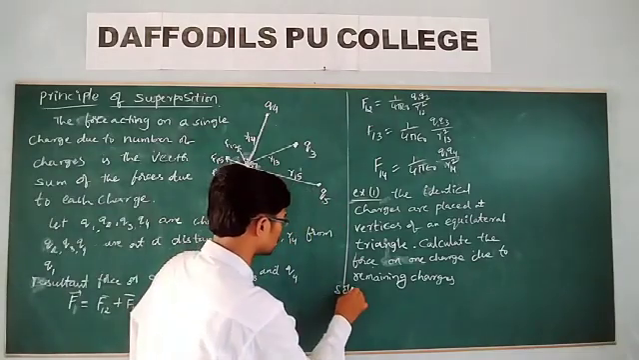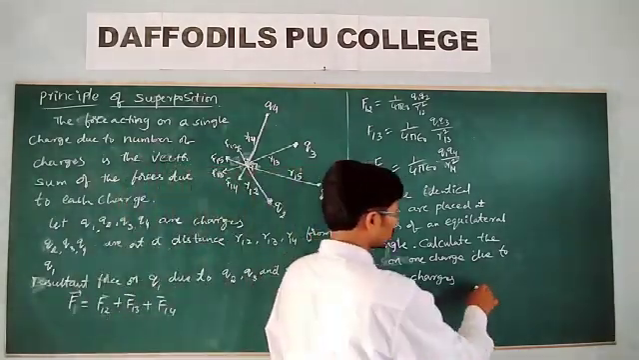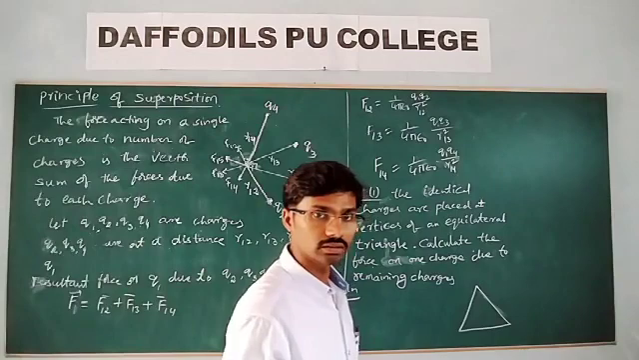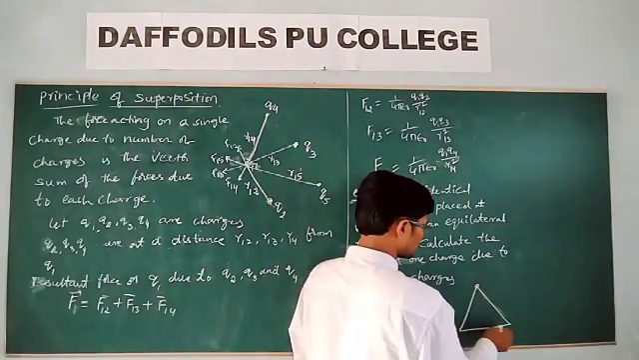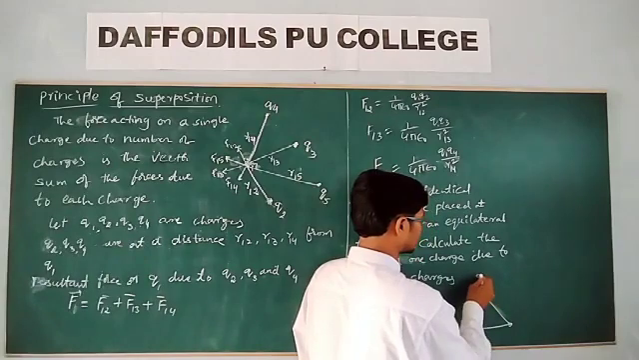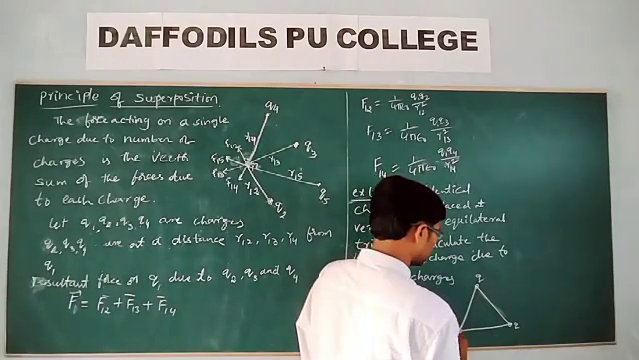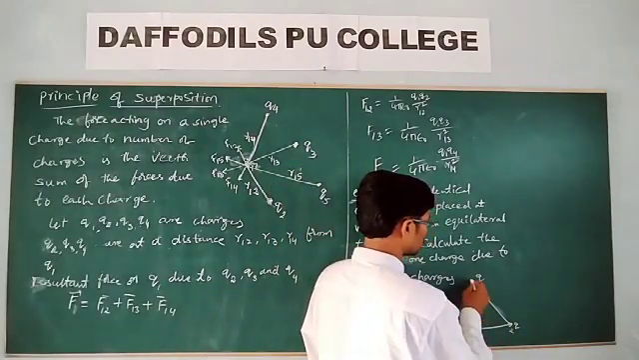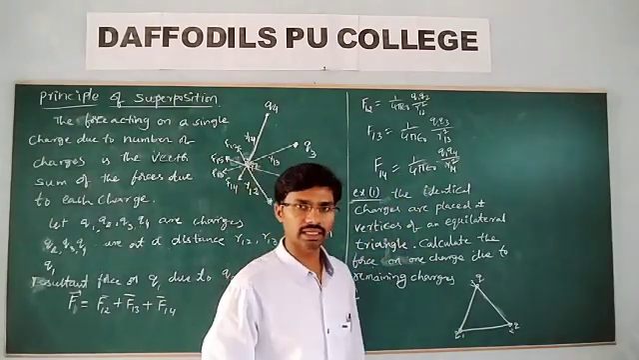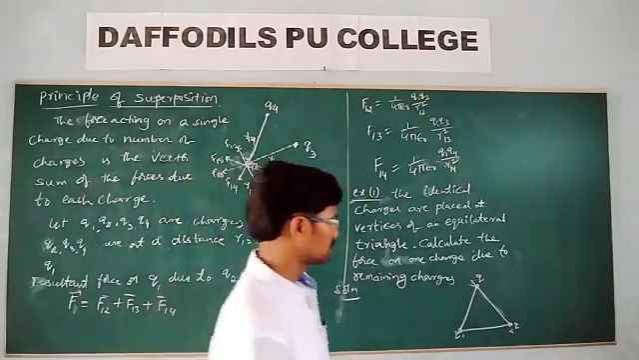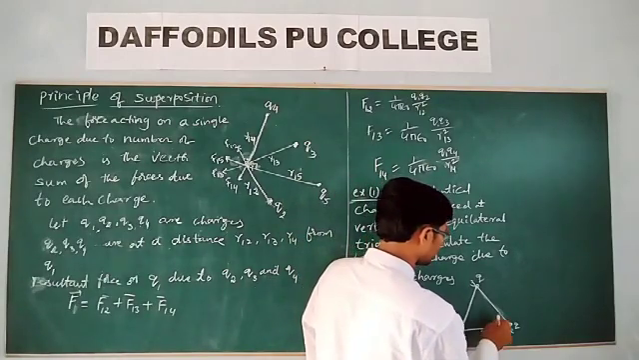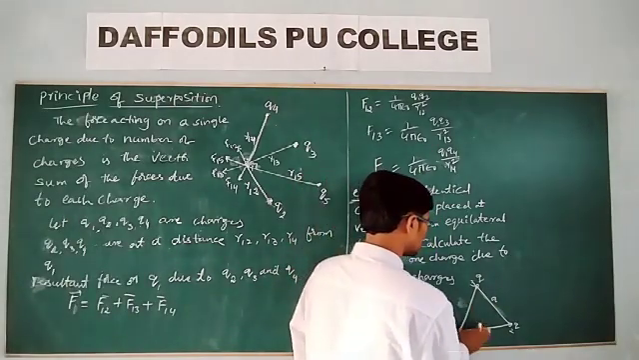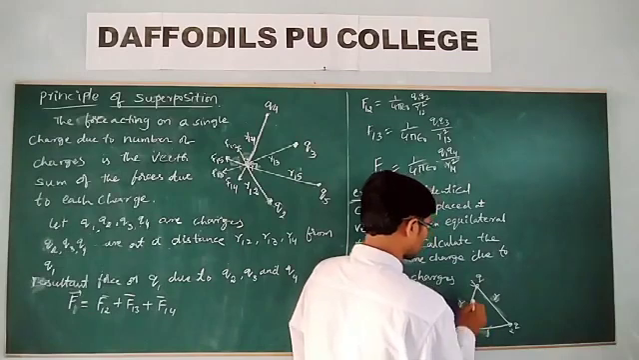So let me explain. We have an equilateral triangle. Side length is the same. Let me take identical charges here, q, and here also q, and here also q, same charge. Let me label them 1, 2, 3. As it is an equilateral triangle, all sides have the same length. Let me take the sides as a, a, a, and the separation as r, r, r.